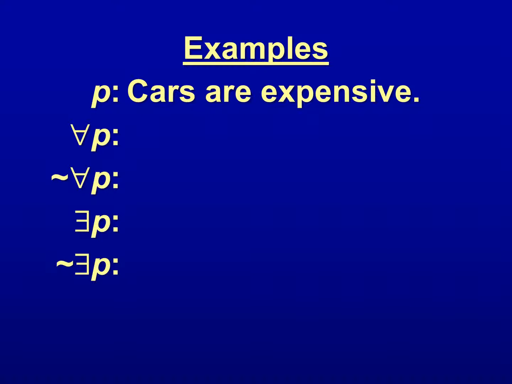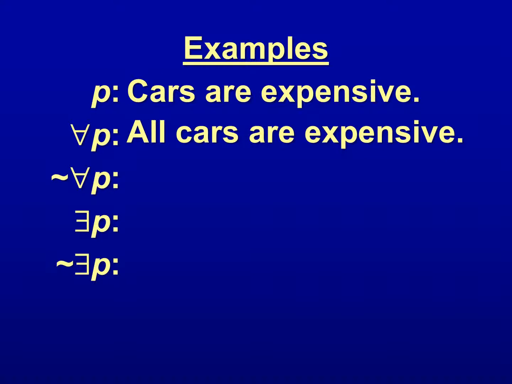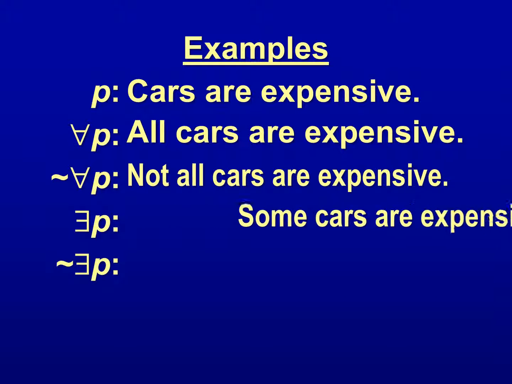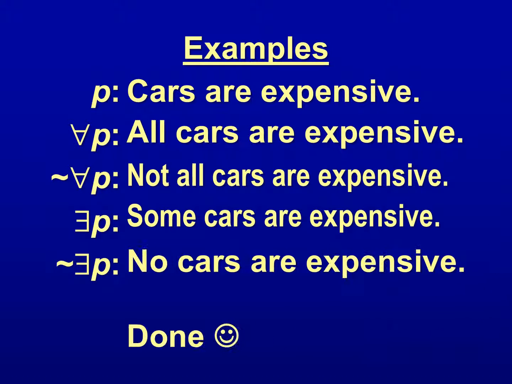Okay, let's do another example. Cars are expensive. So ∀P would be all cars are expensive. Not ∀P is not all cars are expensive. And then ∃P is some cars are expensive. And then not ∃P would be no cars are expensive. All right, go ahead and try some problems on your own.